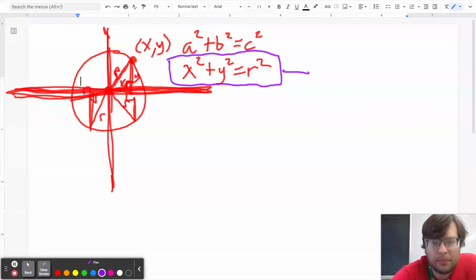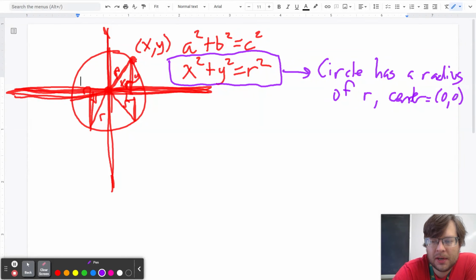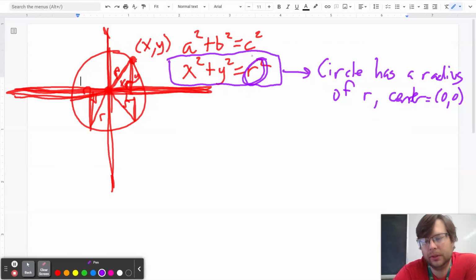And all that means is that your circle has a radius of r and a center of 0, 0. So just keep in mind when you get an equation for a circle, the number that you see over here on the right side is not the radius. It's equal to the radius squared. So take the square root, just like when you're doing Pythagorean theorem.